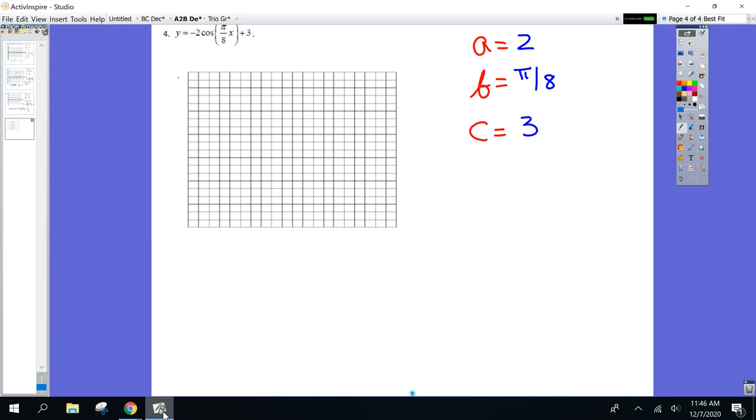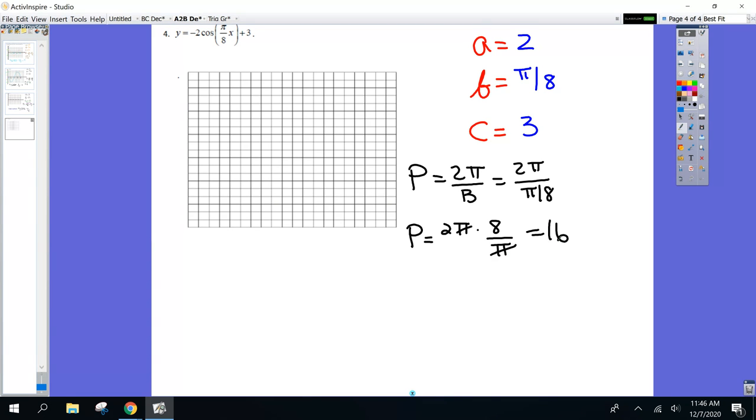Caroline, period. Formula first. 2 pi over B, yes, with the B, 2 pi over 8. And then key change flip. 2 pi over 1 times 8 over pi. Cross off the pi, you get 16. All right, everyone set up your X and Y axes. You know the last tick mark's got to be 16.